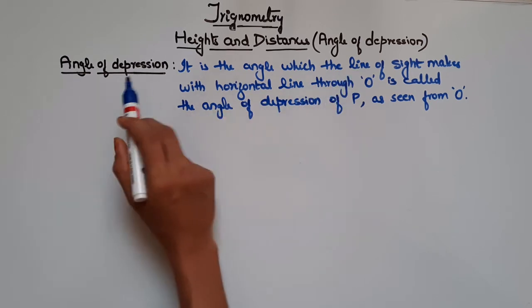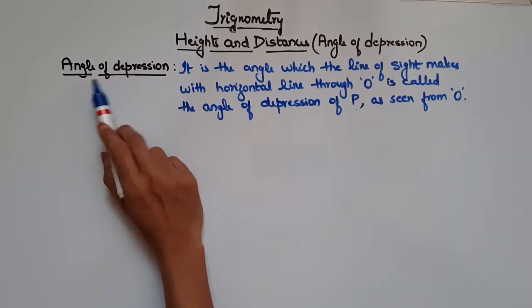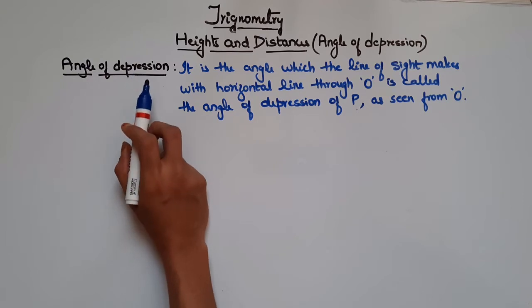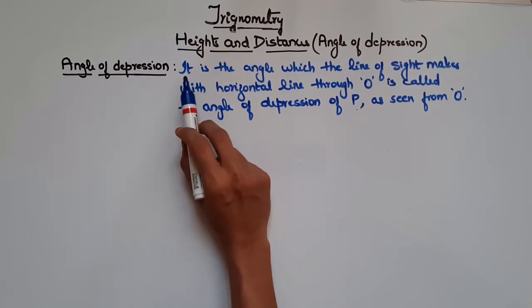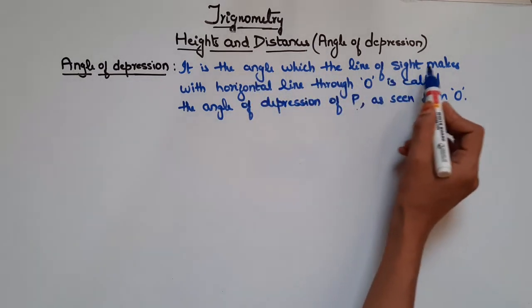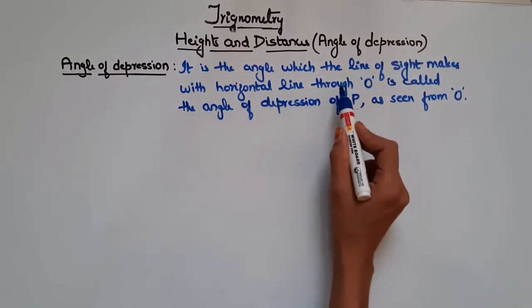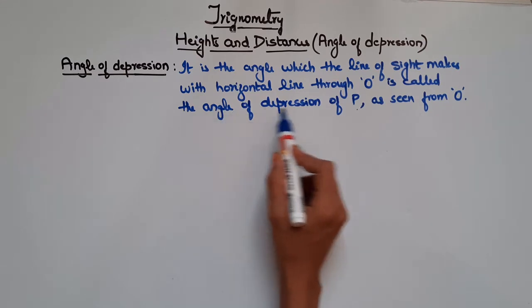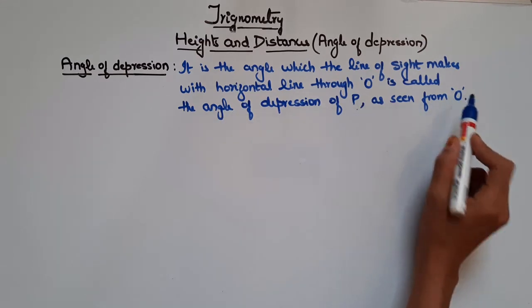Now let's move on to angle of depression. Now what is angle of depression? We have already seen the definition of angle of depression, right? But let us quickly recall it. It is the angle which the line of sight makes with the horizontal line through O is called the angle of depression of P as seen from O.